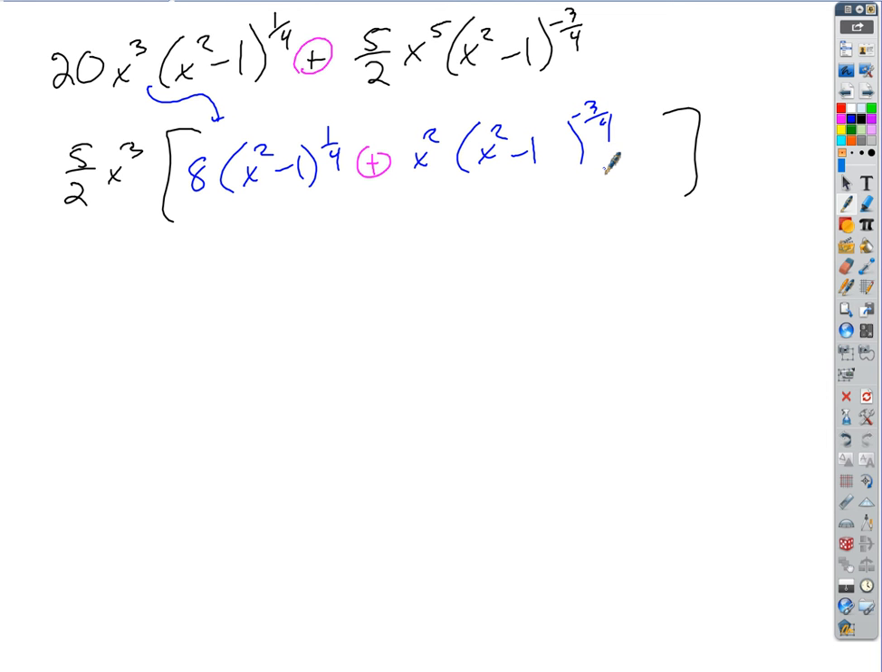Okay, so far so good. Now what? What other common bases do we have there? X squared minus 1. Now this is going to be a little strange, but if we've got x squared minus 1, what's the least common power, the smallest power of the base? Negative 3/4. Right. So then we could factor out in the front, with our GCF, the additional factor of x squared minus 1 to the negative 3/4.